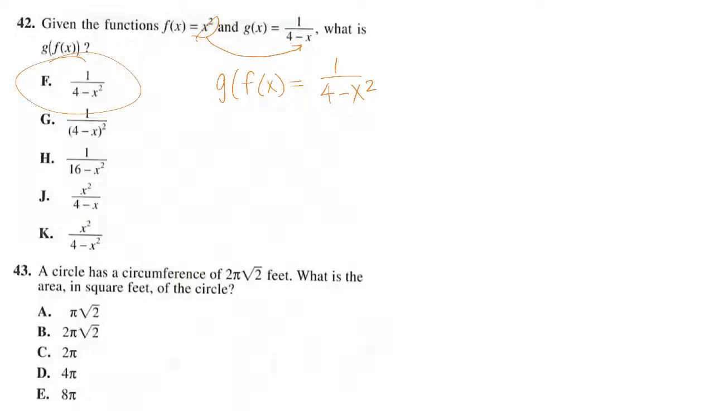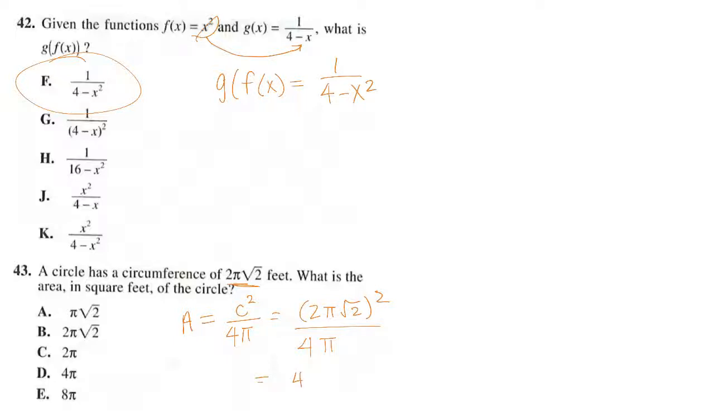Okay, for 43, it would be good for us to know the formula and the relationship between the circumference of a circle and the area. So we see that the area is equal to the circumference squared divided by 4 pi. And so that would be something good to remember. And then if we sub in, we have 2 pi root 2 all squared over 4 pi.